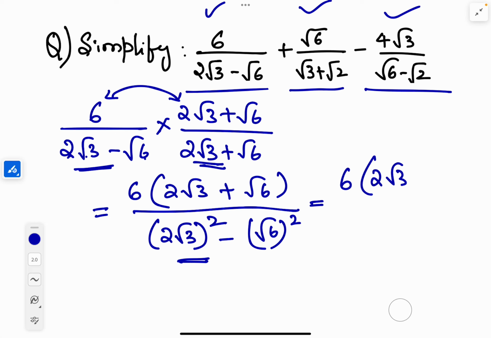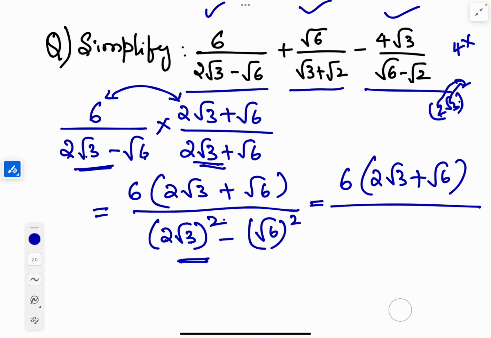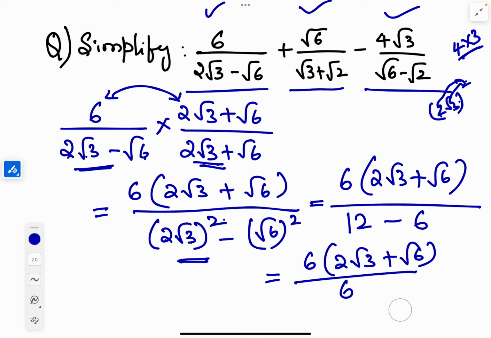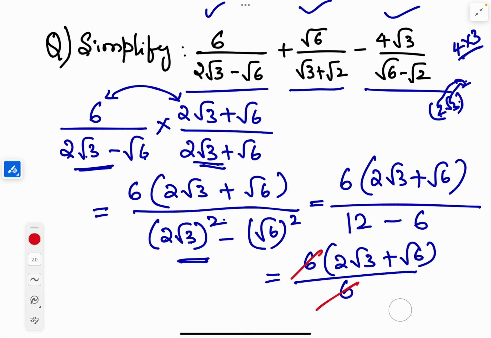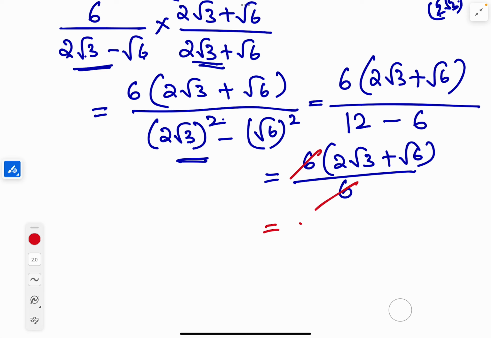First I will see the denominator and then I will try to simplify the numerator. So 6 times 2 root 3 plus root 6 by, what is 2 root 3 whole square? Children, 2 root 3 whole square is nothing but you have to square both 2 and root 3. 2 square is 4 into root 3 square is 3, so it will be 12. Okay. 4 times 3 is 12 minus root 6 square is 6. So what we will be getting? 6 times 2 root 3 plus root 6 by 12 minus 6 is 6. Now I can cancel this 6 with this 6. So the first term is 2 root 3 plus root 6.